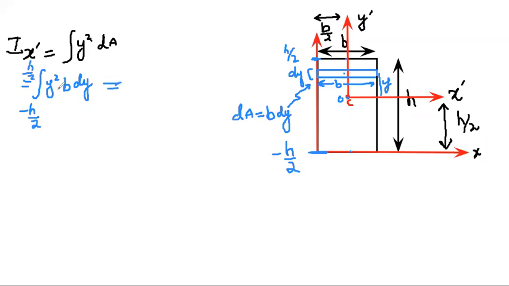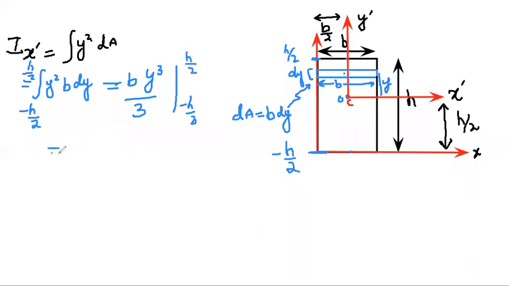That is equal to the integral, where b will come out of the integration. This is the integral of y square, which is equal to y cube by 3, going from minus h by 2 to plus h by 2.